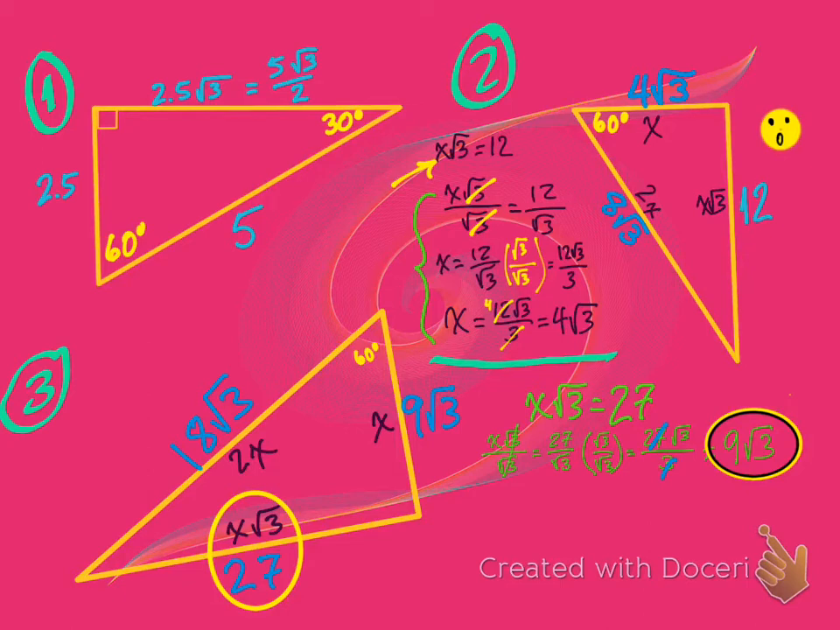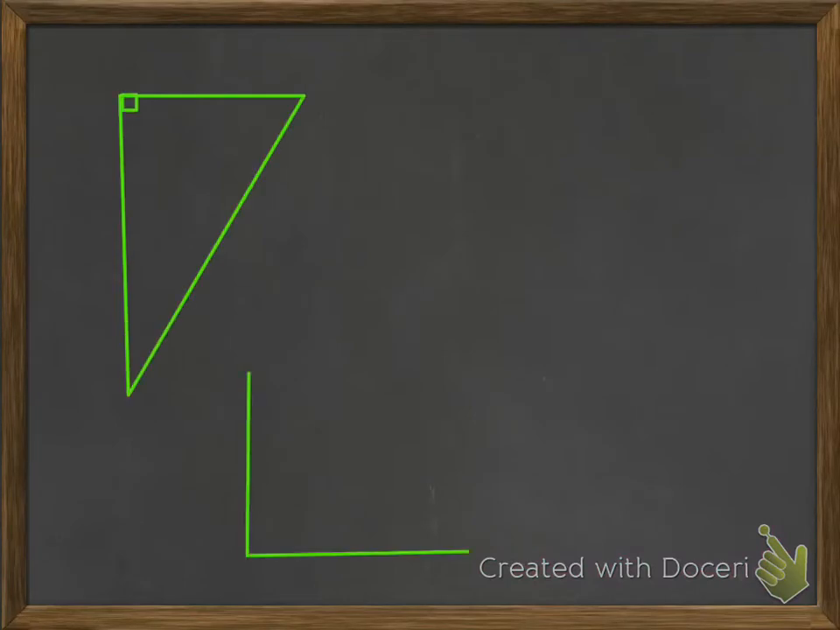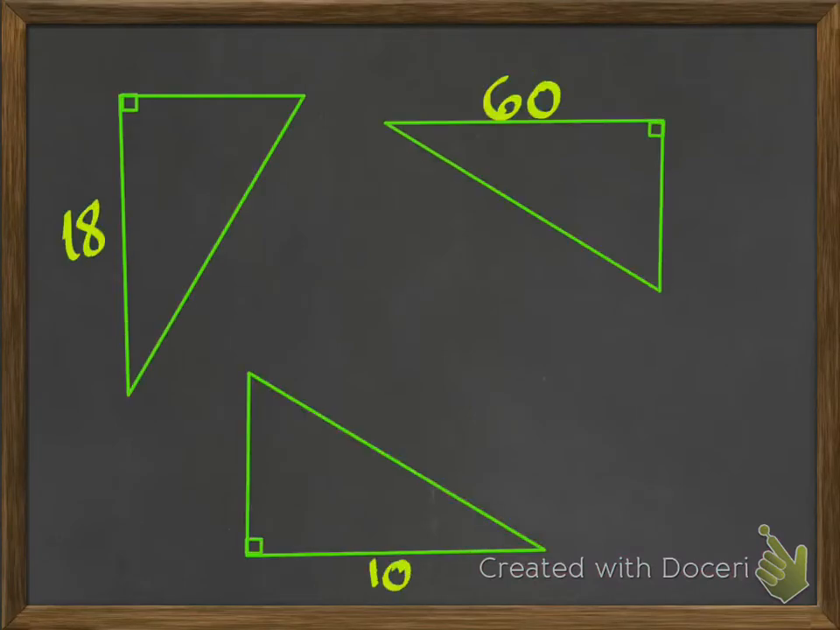Okay, so notice that pattern there. In the first one, we had a long leg of 12, and the short leg was 4 root 3. In the second one, we had a long leg of 27, and the short leg was 9 root 3. All right, so hopefully you're seeing a pattern right there. Let's try another set of examples. So maybe you can try this pattern out.